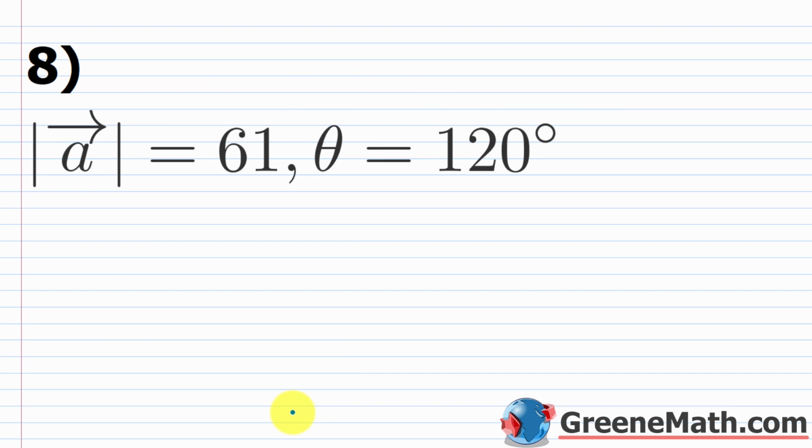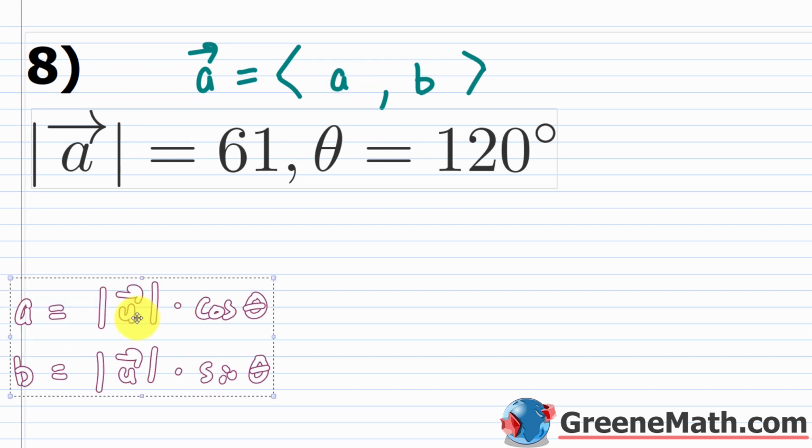Okay, let's take a look at problem number 8. So we have the magnitude of our vector a is equal to 61, and then we have our direction angle theta, that's 120 degrees. Now let's write this up here. So for the vector a in component form, again, typically you use a here and you use b here. These are just stand-ins or placeholders. This a right here is not the same as this a right here. This is the name of the vector. This right here is for the horizontal component. So please don't get confused by that.